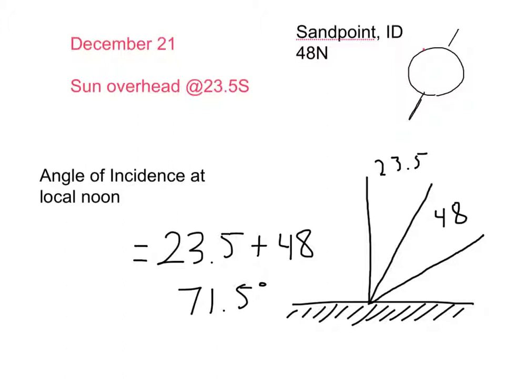Okay. Now you might want to convince yourself of this and think about at what latitude would the sun no longer be rising on December 21st. And that would basically imply that we'd have to go to a latitude at which the angle of incidence at local noon was 90 degrees. And you would quickly find out that you'd have to go and replace this 48 degrees north with 66.5 degrees north, and that's the Arctic Circle.